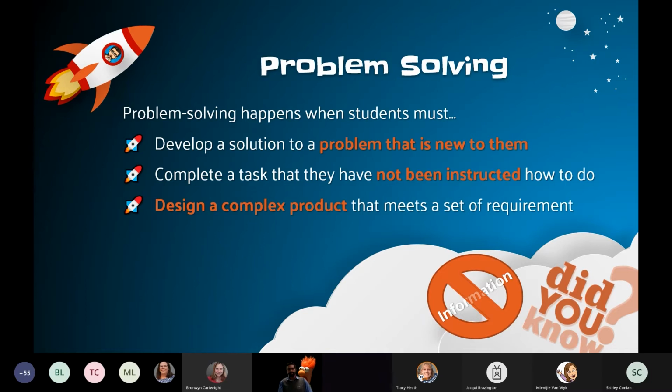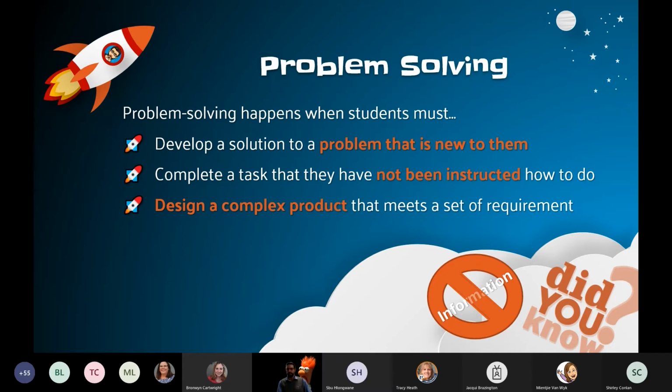Problem solving. Problem solving happens when students must develop a solution to a problem that is new to them. So it's not necessarily a new problem, but new to them. What is very important here is that it's not the teacher giving all the information and saying, here is everything you need, and here are the steps to solving this. They need to do it. I know that this might be difficult in your particular subject area, but it's about thinking a little bit differently about how we teach in the classroom. It's not just about us going in and saying, I have all the answers, I'm going to teach you, and I'm going to show you how to do it.